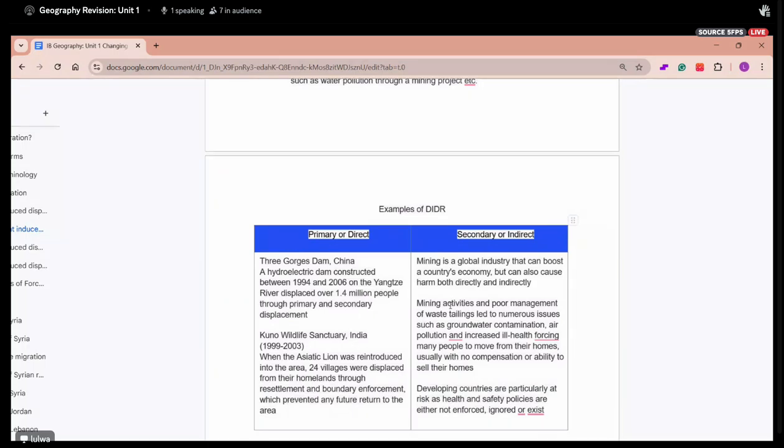And then an indirect example is, for example, mining activities and poor management leads people to leave due to numerous issues, such as contamination, air pollution, and increased ill health. So those are two different.